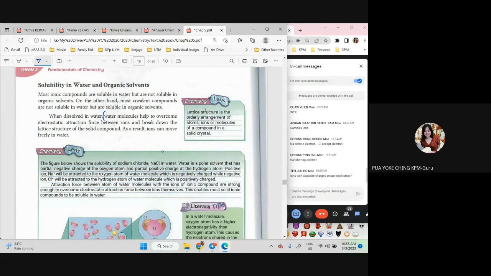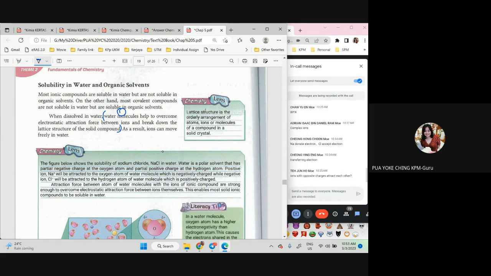And breaks down the lattice structure of the solid compound. This is point 1. Okay. Why can an ionic compound be soluble in water? Because water molecules overcome the electrostatic forces. This is a very general answer also actually.